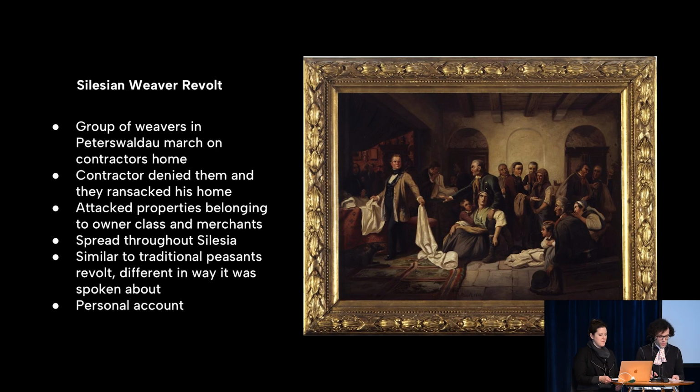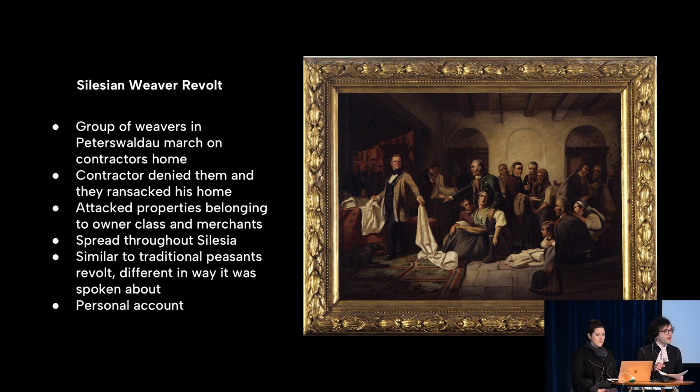So it started when a group of weavers in the town of Peterswalde marched to the home of their contractor and demanded better payment. The contractor denied them, so they ransacked his home, and another group of those weavers went off to the factories to destroy the machinery. They attacked warehouses and the homes of those who were in power, and they even went to the homes of merchants to demand money. The revolt spread through the Silesian region, and groups of weavers would organize themselves to do the same thing, to attack the property of those who they thought were their oppressors.